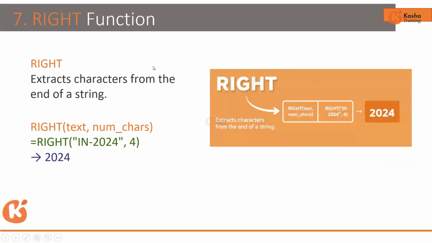Now let's see the next function. The next function is the RIGHT function. Just the way LEFT shows from the left, here it will show from the right. You can see we have given the invoice number with a dash and then 2024. We want from the right hand side, so you can see it has taken 2024 from the right.